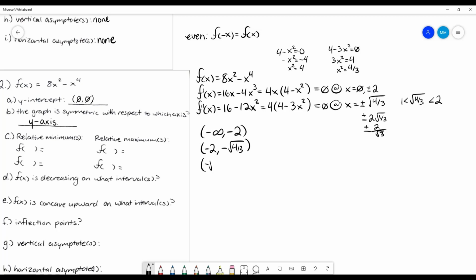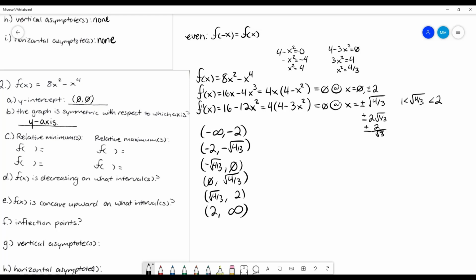Then I've got the negative square root. Oh, messed up writing that. Let's try that again. Negative square root up to 0, 0 up to the positive square root there, and then my positive square root up to 2, and then 2 up to infinity.